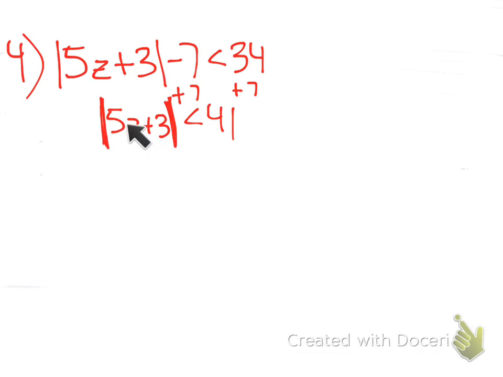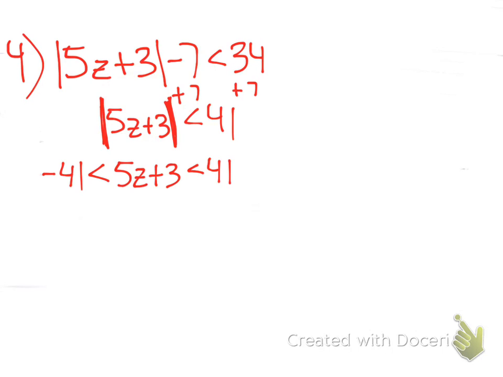Remember when we had them like smushed in the middle? Do you remember doing that, where you do it to all 3 pieces? So we can do that with these because they are and inequalities. So part of the problem is going to be 5z plus 3 is less than 41. What do you think is going to go on the other side? Kind of the same thing, but it's flipped around and the 41 is negative.